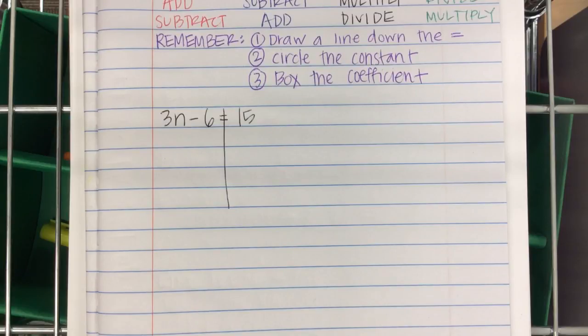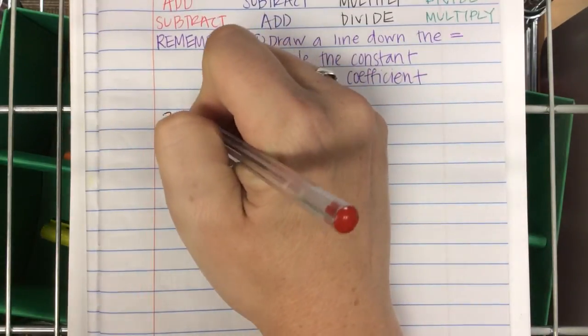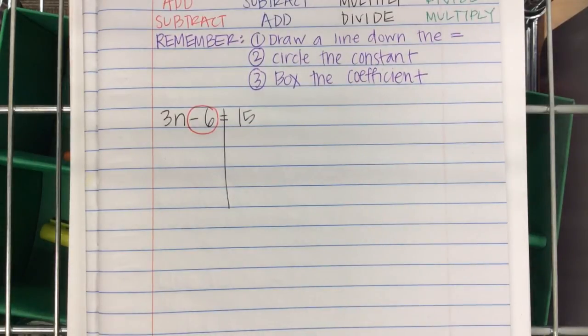Okay, step number 2, BB, what is that? Circle the constant. So looking at that problem, what's the constant? Negative 6. So I circle negative 6 or minus 6. The whole thing. Don't forget.